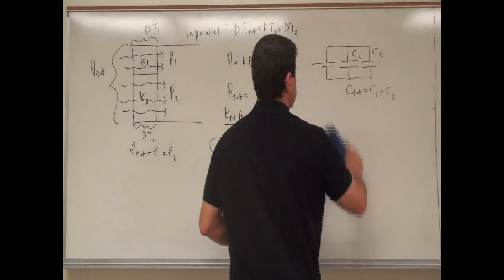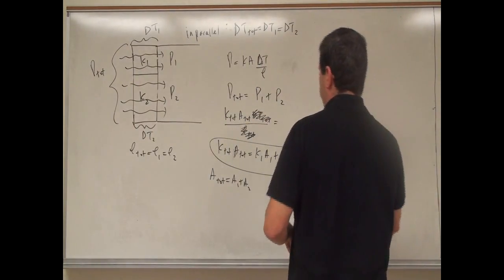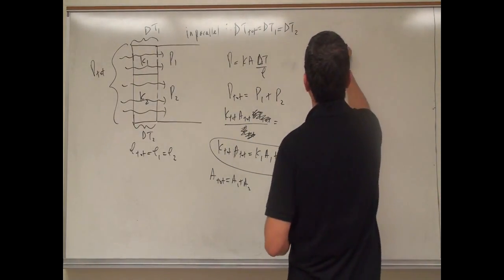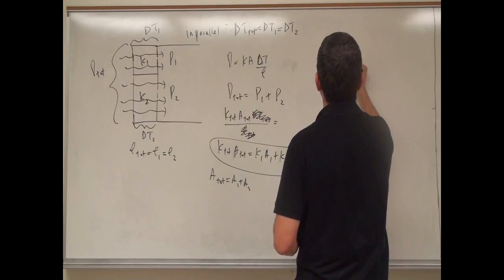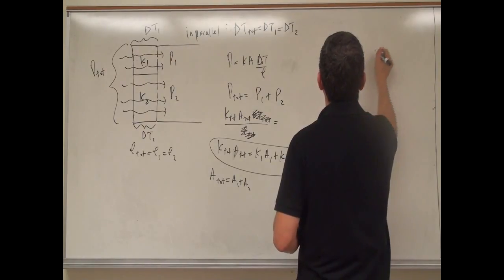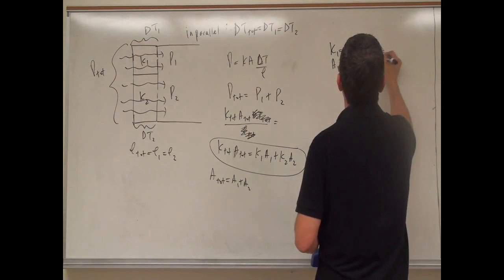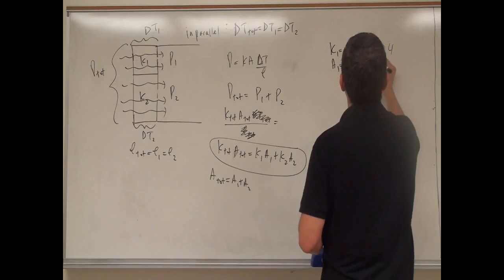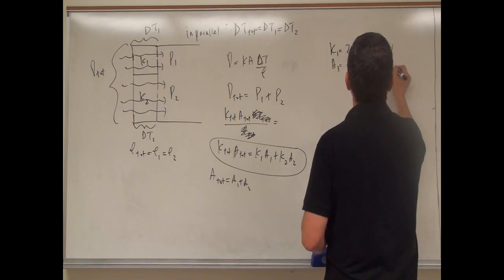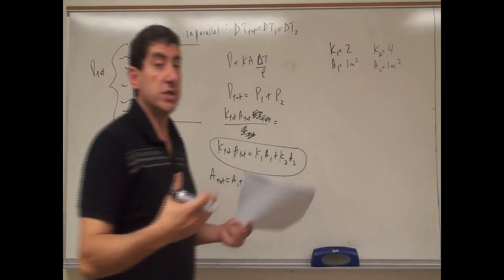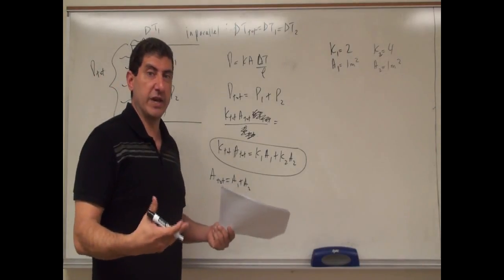So how does this work? Let's give it some numbers again. Let's say K1 was equal to 2, and surface area A1 was equal to 1 meter squared, and then K2 was equal to 4, and A2 was equal to 1 meter squared. So we'll give the same kind of numbers that we had before.